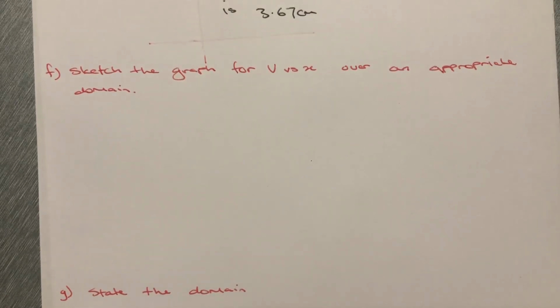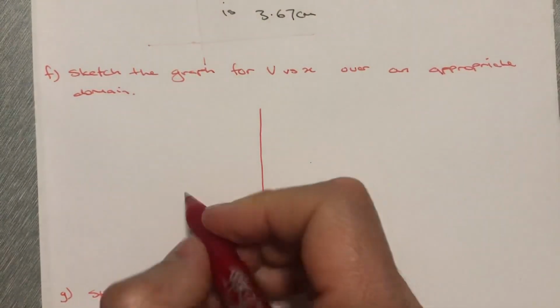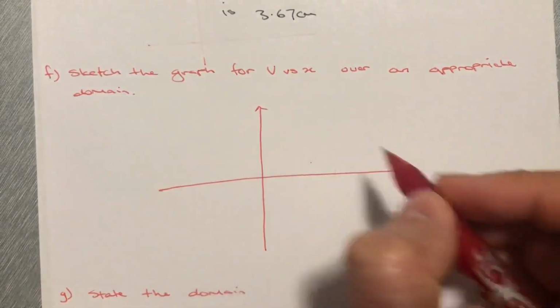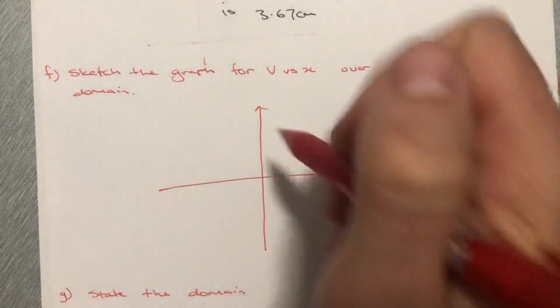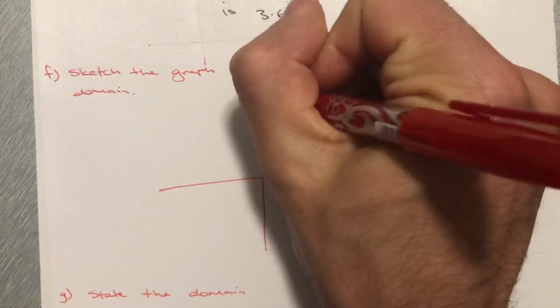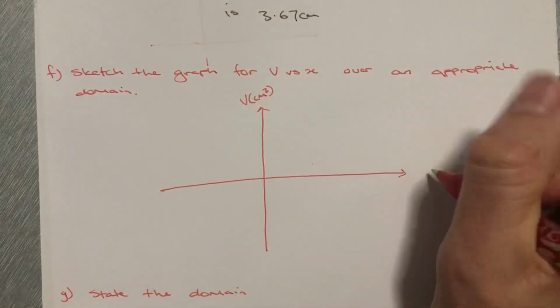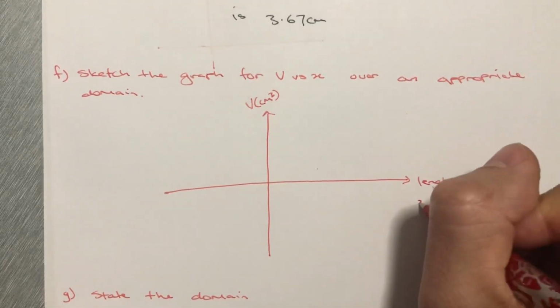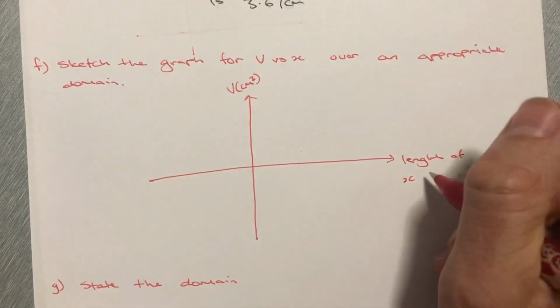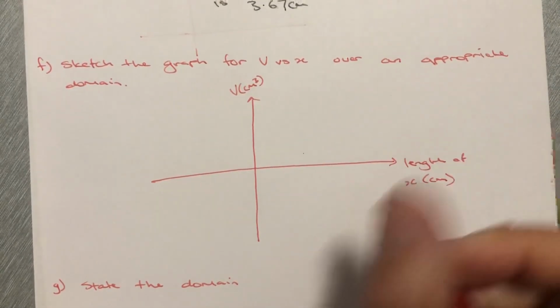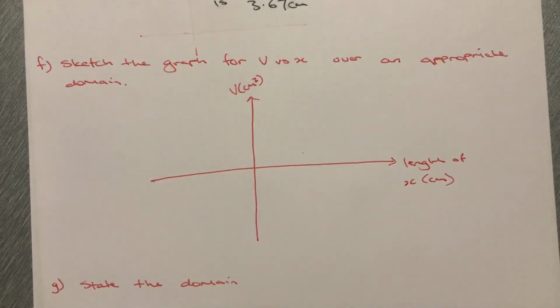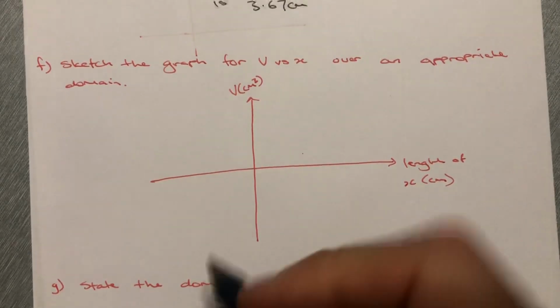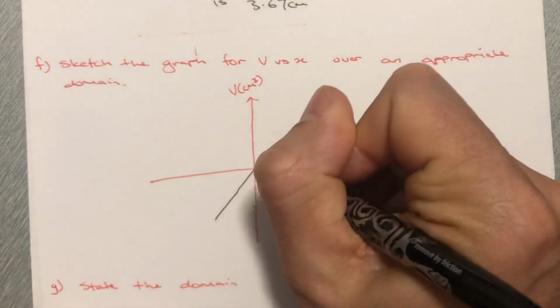Okay, now the next one, it's asked to actually sketch that graph. So if you start zooming your graph out or in, or change your settings so you get a good view, you might see something like this. Remember, what you really need to do is copy what's on your screen. So this is volume in centimeters cubed, that's your y-axis, and this one is length of x, so a little bit in the corner of your box, and that's in centimeters as well. So once you copy down what's on your screen, it should look something like this.